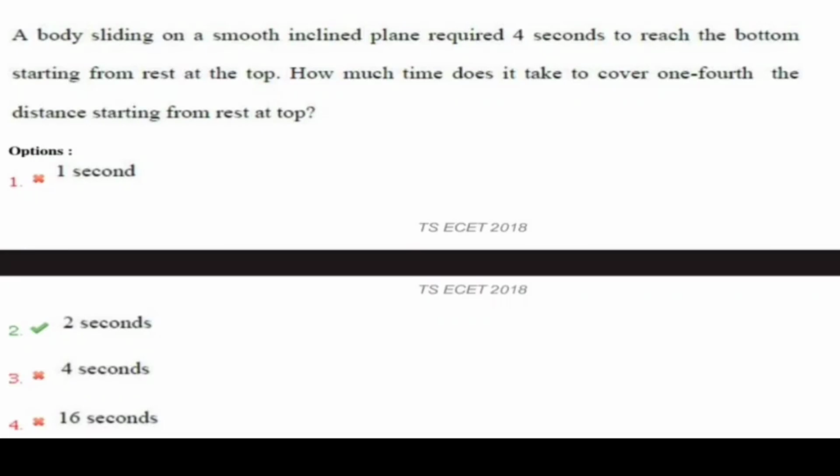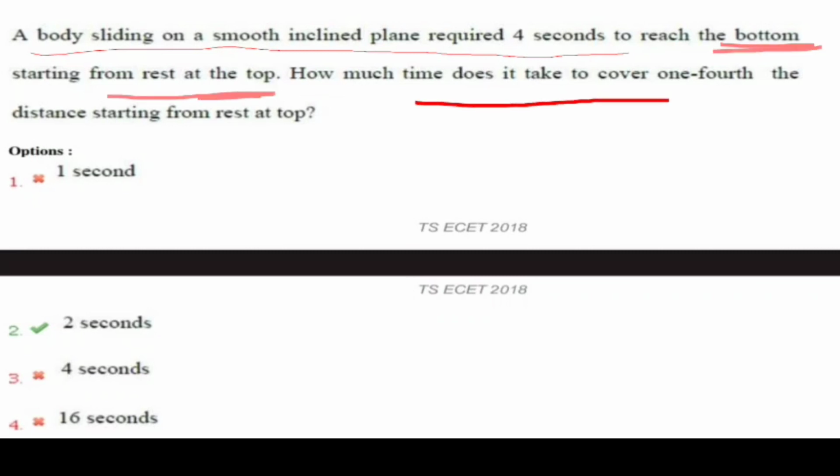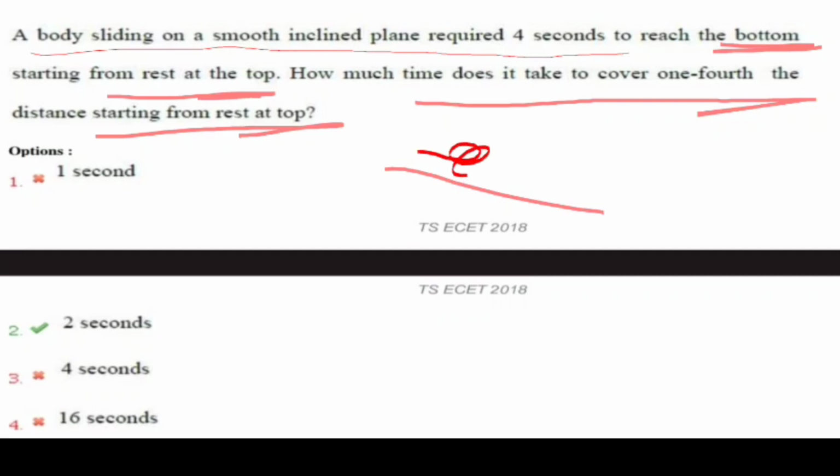Now let's see the next question. A body sliding on a smooth inclined plane requires 4 seconds to reach the bottom, starting from rest at the top. How much time does it take to cover 1/4 the distance starting from rest at the top? It requires 4 seconds to reach the bottom. How much time does it take to cover 1/4 the distance starting from rest at the top?